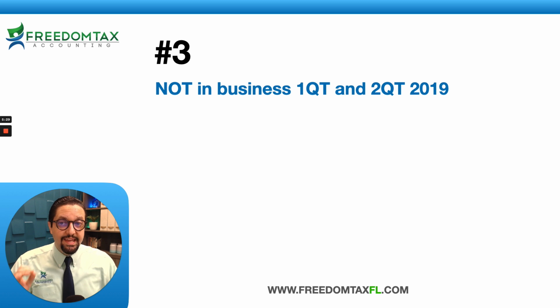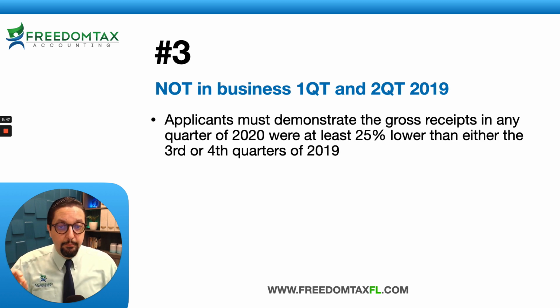The third way is if your business was not operational in the first and second quarter of 2019, but your business was operational in the third and fourth quarter of 2019, you must show that your revenue in any quarter of 2020 were at least 25% lower than either the third or fourth quarters of 2019. So you also have this option.